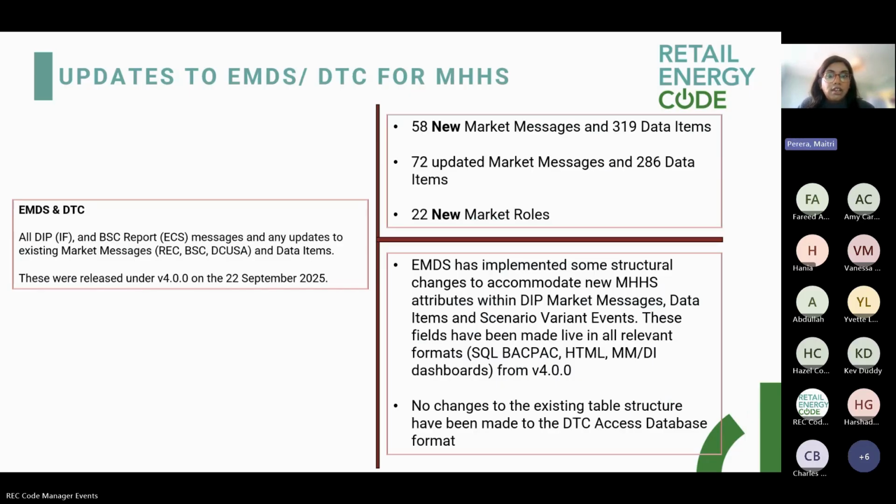So what's changed? The updates to the EMDS and DTC for MHHS have introduced significant changes, and those changes happened on the 22nd of September under version 4.0. All DIP and BSE report messages, along with updates to existing market messages and data items, were included. So these updates were 58 new market messages and 319 data items, alongside 72 updated market messages and 286 data items. Additionally, 22 new market roles have been introduced.